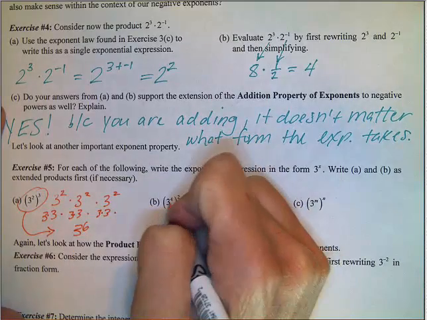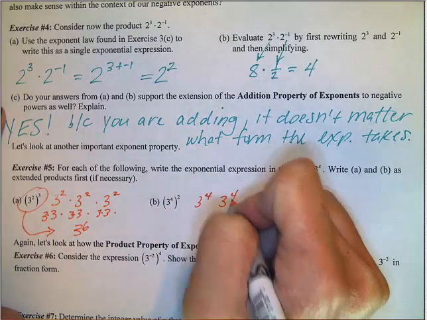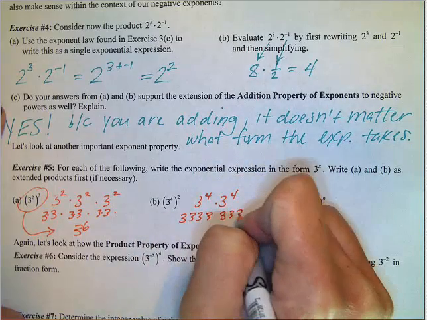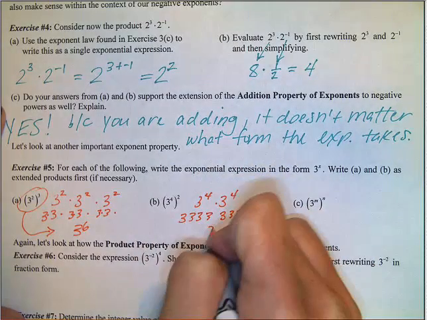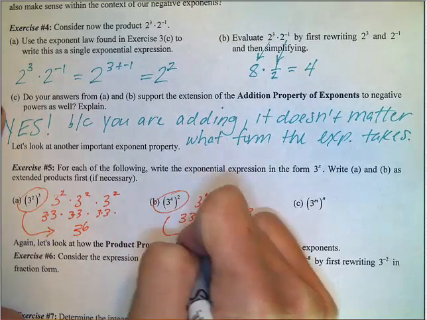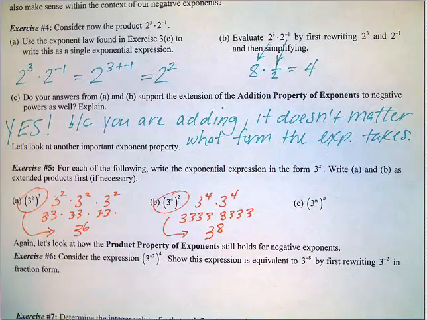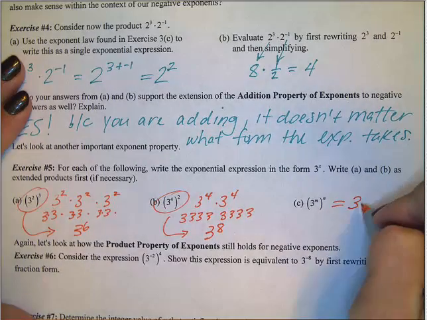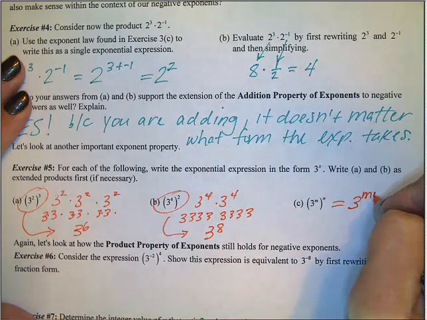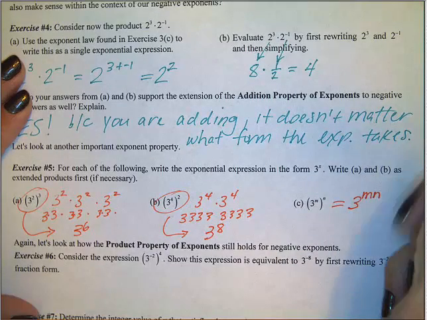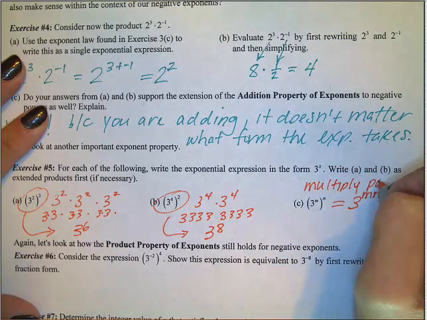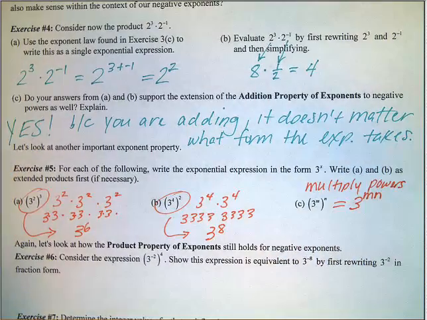So I have 2 3 to the fourths. So I have 1, 2, 3, 4, 1, 2, 3, 4. I have 3 to the 8th. So what's my rule? How do I get 3 to the 6th for the first one and 3 to the 8th for the second one? So I get 3 to the mn because you multiply powers or exponents.